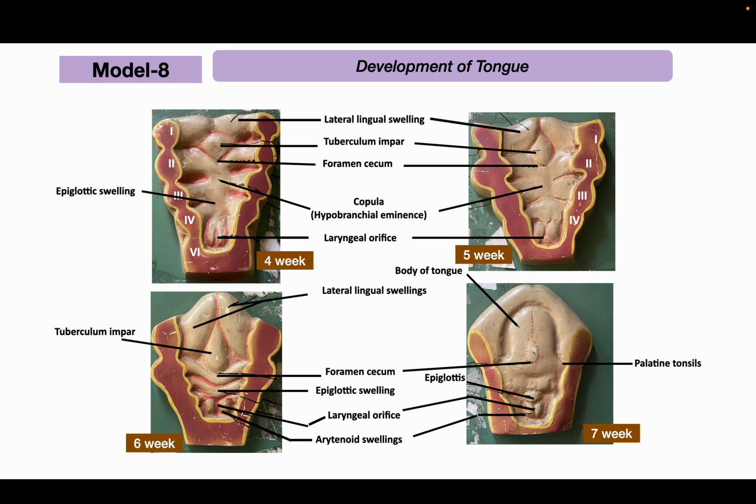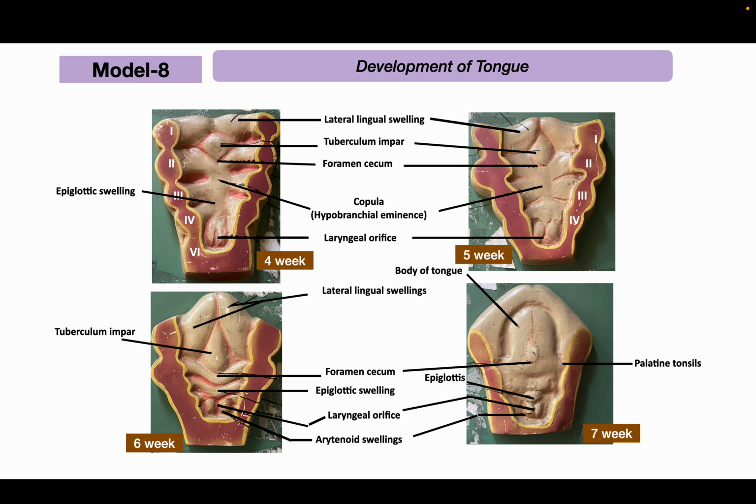Coming to model 8, showing the development of the tongue. You can see here the lateral lingual swelling, tuberculum impar, foramen cecum, copula, and laryngeal orifice. The development of the tongue is shown at the 4th, 5th, 6th, and 7th weeks. As development happens, you can see the enlargement of the lateral lingual swelling. Then the tuberculum impar enlarges, with foramen cecum, epiglottic swelling, laryngeal orifice, and arytenoid cartilage visible. At the 7th week, the epiglottic cartilage is also visible, and the palatine tonsils. So this is the development of the tongue.